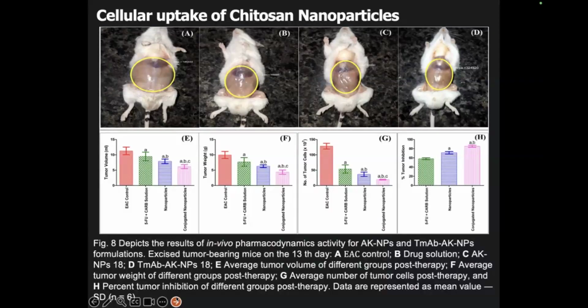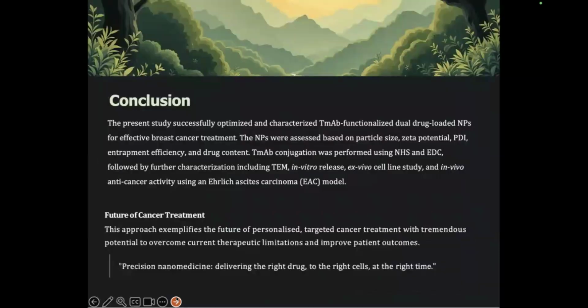So A is the EAC control, B is for the drug solution, C is for the normal unconjugated liposome, and D is for the final conjugated nanoparticles. And E, F, and G show the average number of tumor cells after post therapy, and H shows the percentage tumor inhibition of different groups after post therapy.